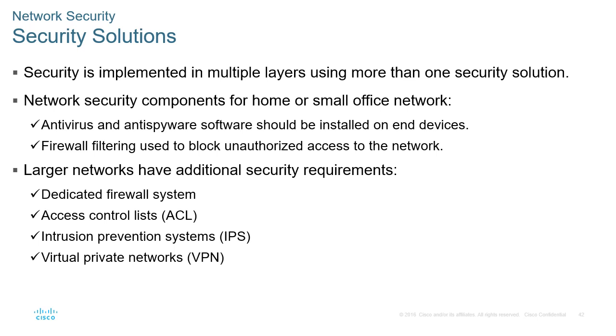Now, for the larger networks, we have additional security requirements. Examples: dedicated firewall systems, and access control lists, which filter traffic based on IP addresses and applications. We also have intrusion prevention systems, that is the IPS, which are security tools designed to detect and prevent unauthorized access in real time. Lastly, we have virtual private networks, which provide secure access into an organization for remote workers.